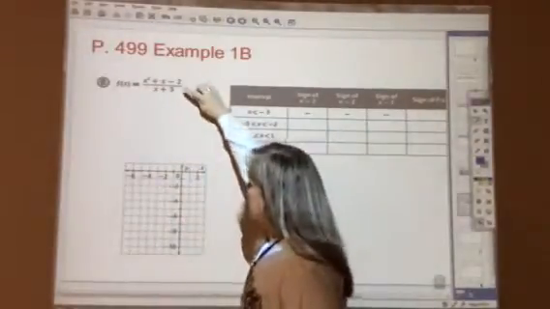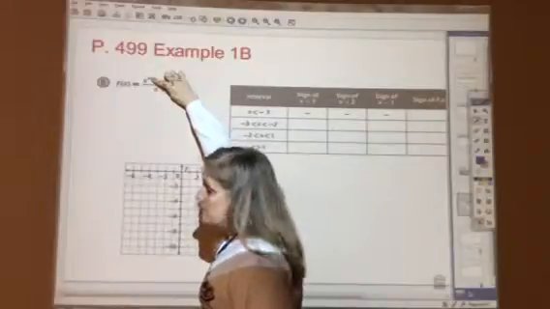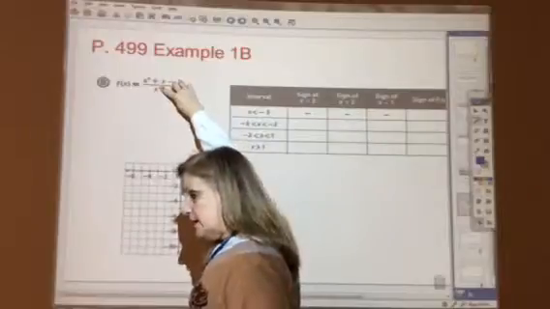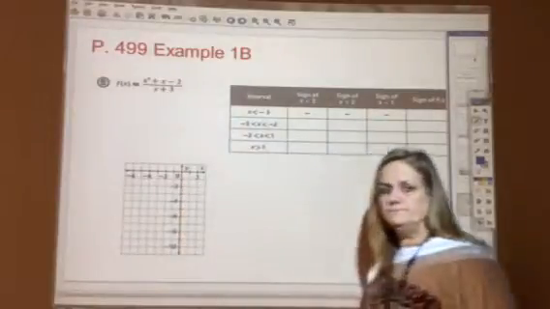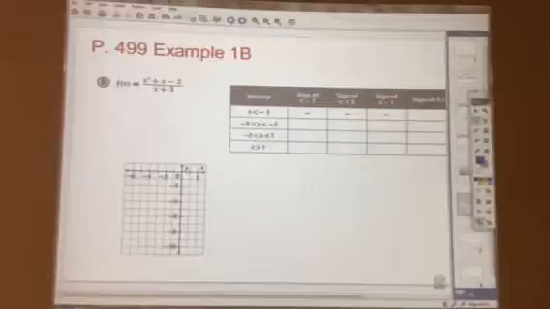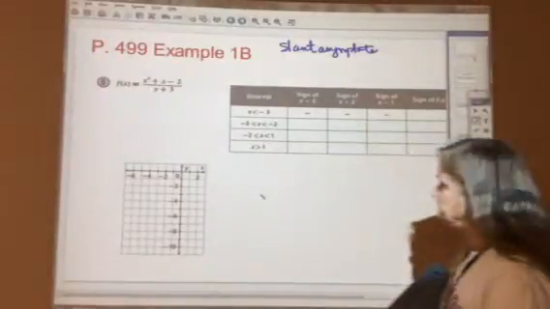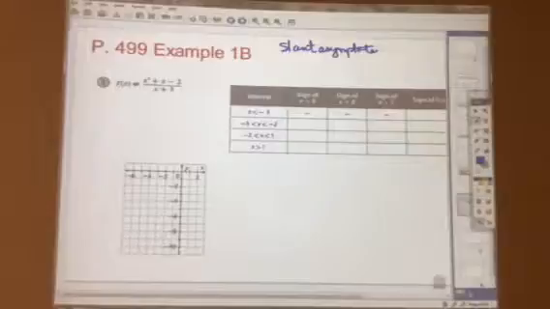Okay, let's look at the degree of the numerator is 2, and the degree of the denominator is 1. What does that tell us? Slant. It has a slant asymptote. Okay, so we know it's going to have a slant asymptote. When we know it does, we have to divide it out. When it has a slant asymptote, you have to do long division. Let's go ahead and do long division.